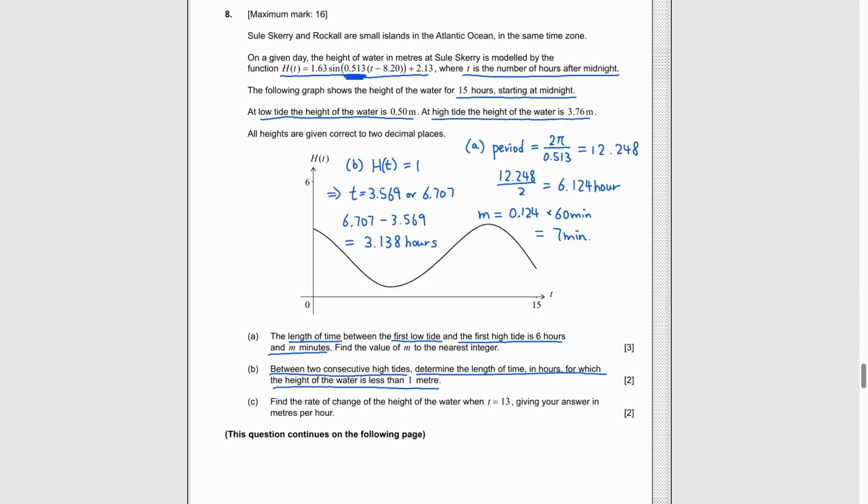For part C, we want the rate of change of h when t equals 13. To find that, we take the derivative of h and substitute t equals 13 into it.